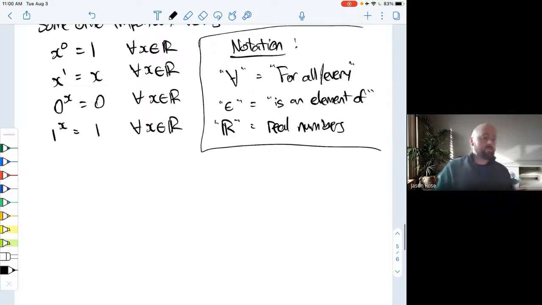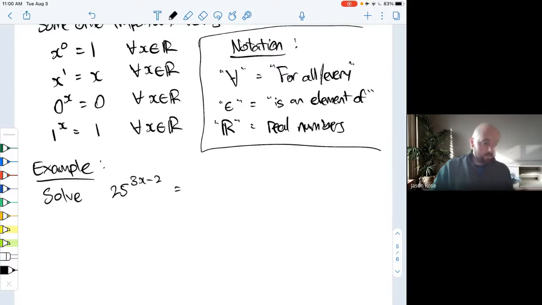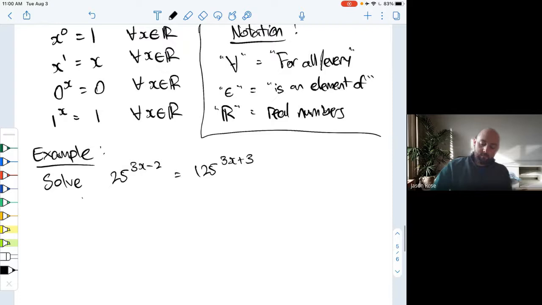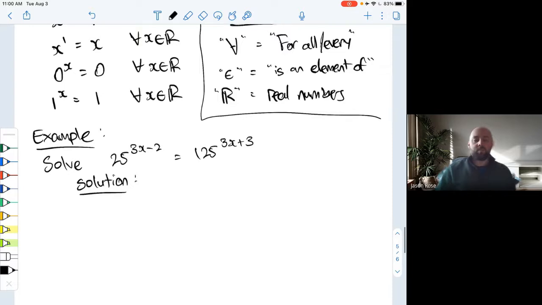Oh yeah, we just finished doing the properties of exponents. And I guess we're going to solve a few now. So let's say we have to solve 25 to the power of 3x minus 2 equals 125 to the power of 3x plus 3. We want to solve this one, which means that we want to figure out what x is in order to make that equation true.